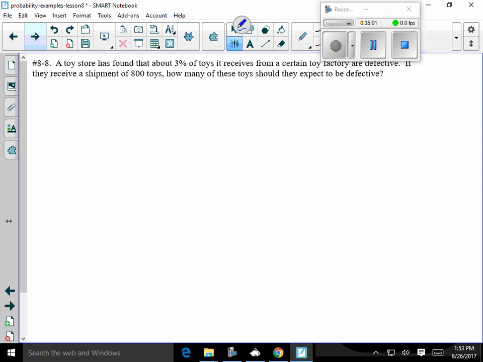Okay, so again, there's that word expect. How many should we expect to be defective? So I believe that means we're talking about an expected value, just like we were in the last problem. But in this case, we might be able to get by with one of our standard models because it gave me a 3%, but that's an overall percentage, right?